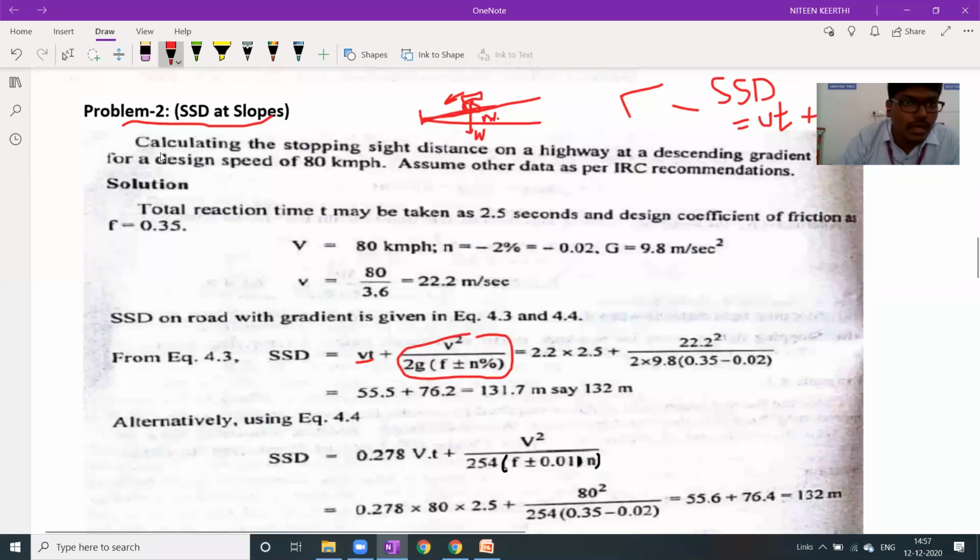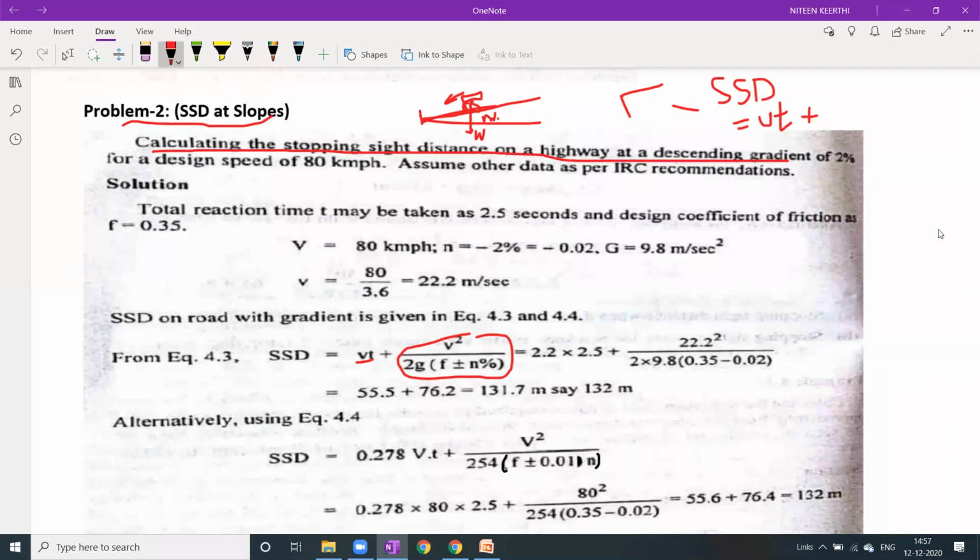So moving back to this numerical example. The question has been given: calculate the stopping sight distance on a highway at a descending gradient of 2% for a design speed of 80 kmph. Assume other data as per IRC recommendation. So first you can write the given data. What is the given data? He has given us the capital V, that is 80 kmph, and he has given the gradient, descending gradient.